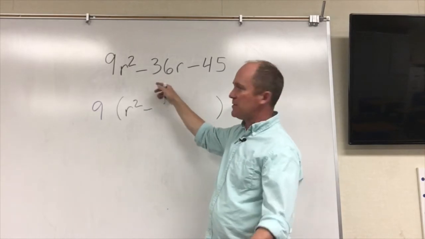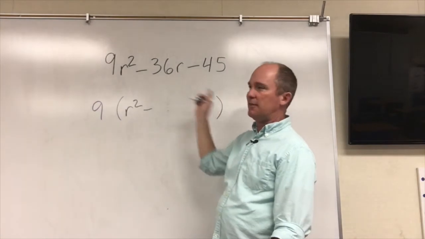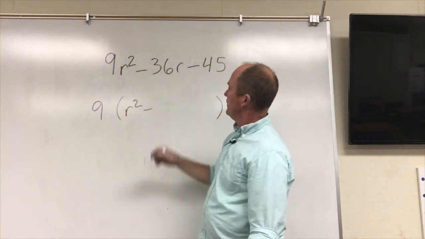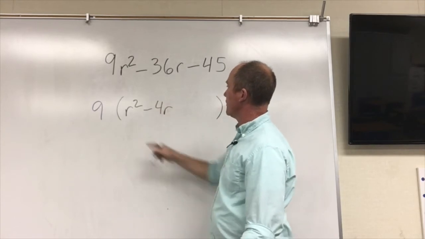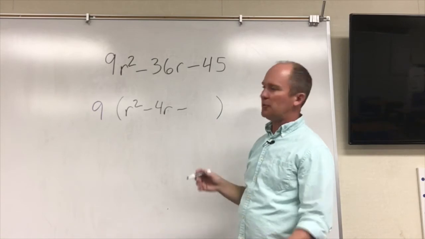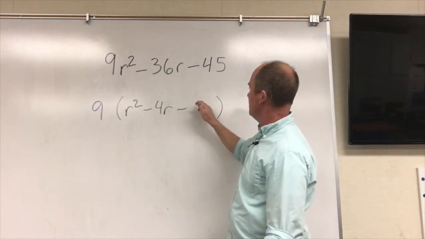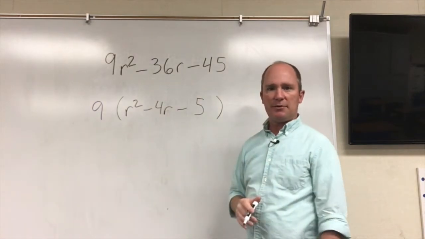I've pulled out a 9. 36 is going to be 4 times 9. So if I pull out a 9, again, the opposite of distributing the 9 through, I'm pulling this back out. 4 times 9 is 36, so if I pull out a 9, I'm left with just 4r. And then minus, and I have 45 right there. And I'm thinking in my brain, yes, 5 times 9 is 45, so if I pull out a 9, I'm just left with 5. And so that is pulling out the greatest common factor.